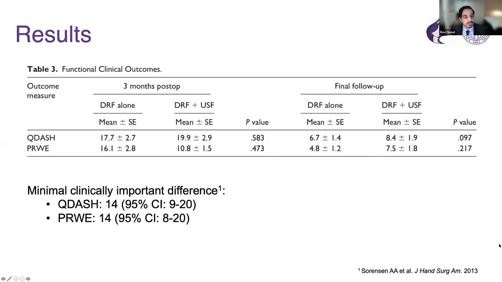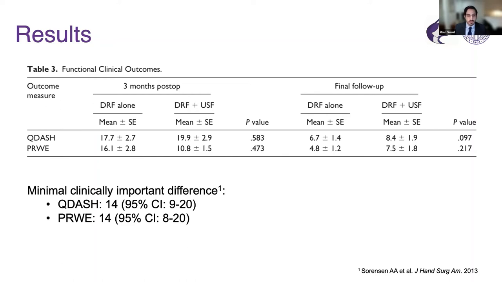So this was their primary outcome. Again, it's QuickDASH and PRWE scores. And I think when interpreting these, it's important to keep in mind the minimal clinically important difference. And that varies a bit depending on which paper you look at, but it's somewhere in the ballpark of 14 for both. And if you look at their results, both at 3 months and at 1 year, you can see there's really no evidence of any clinical or statistically significant difference between the two groups.